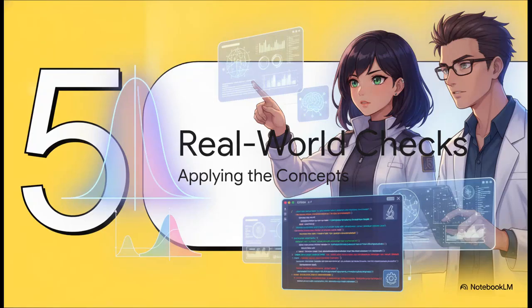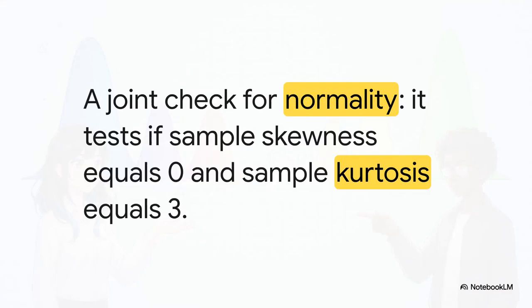Okay, bringing it all together with Section 5, real-world normality checks. Let's apply the concepts. So we've covered the theory and the terminology. Now let's see how data scientists actually apply this stuff in the real world. One of the most widely used procedures for testing normality, particularly in economics, is the Jarque-Bera Lagrange multiplier test. And guess what? It's fundamentally built on exactly what we just learned.